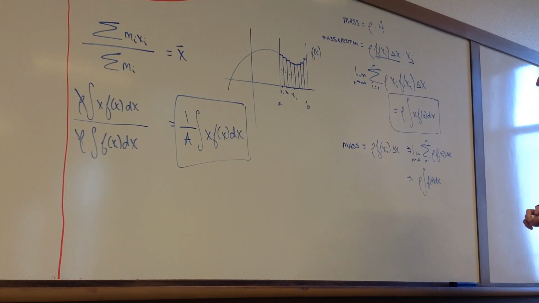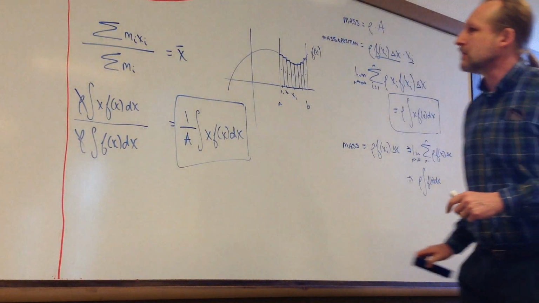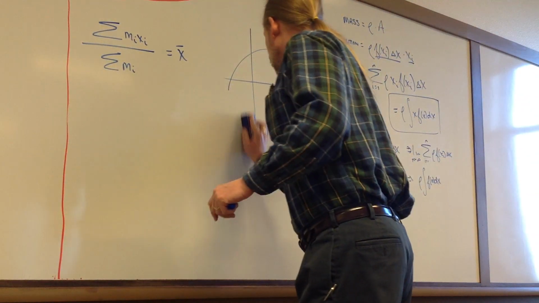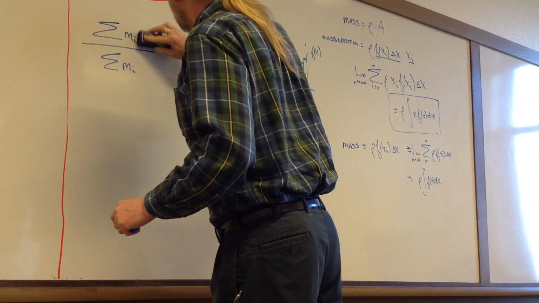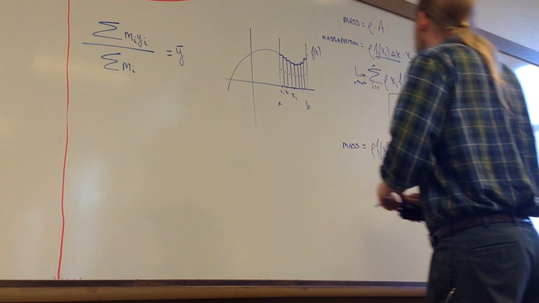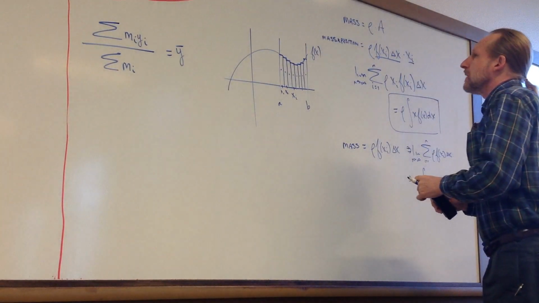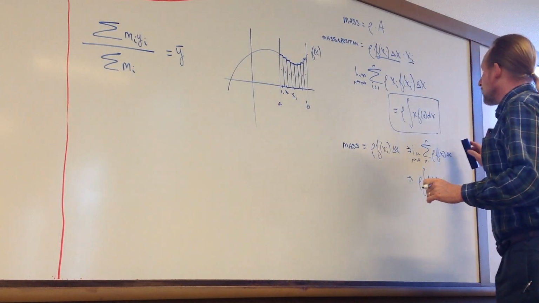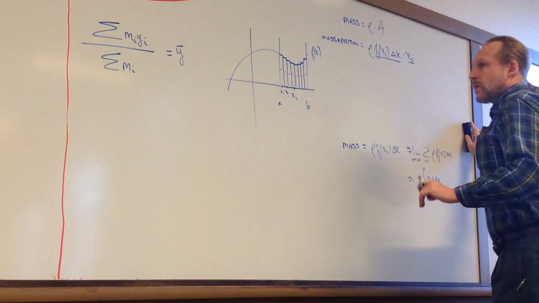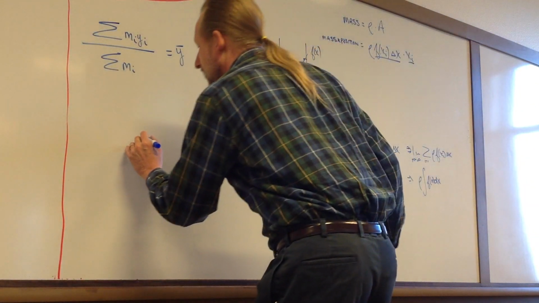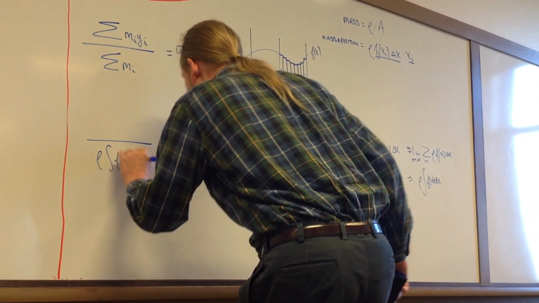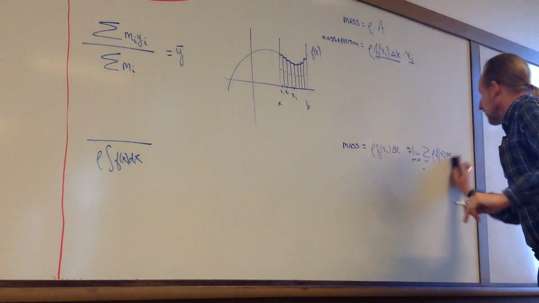Okay, now let's back up and do y bar. We're going to erase this stuff to get the y bar. We need a y here and there. The mass is not going to change. We're still going to have the same denominator here. That's going to be rho integral f of x dx. So that's what I'm erasing right here.